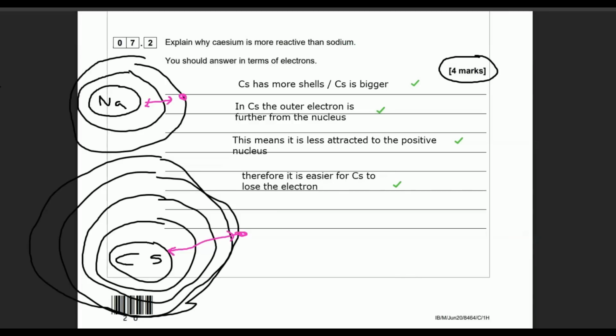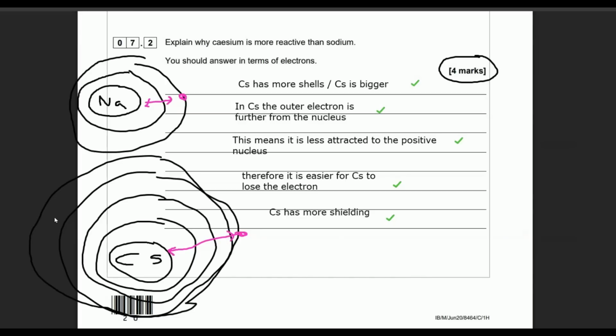Now you can also say, bonus mark, cesium has more shielding. And if you just put that, you're going to get a mark, right? The more shells you've got, the more shielding you've got. So that's a nice quick statement. Shielding means that this electron, not only is it further, but there's more walls, more layers in between it and that positive. Imagine that's like a magnet trying to pull that in, but there's barriers in between blocking that pull. So we call that shielding.